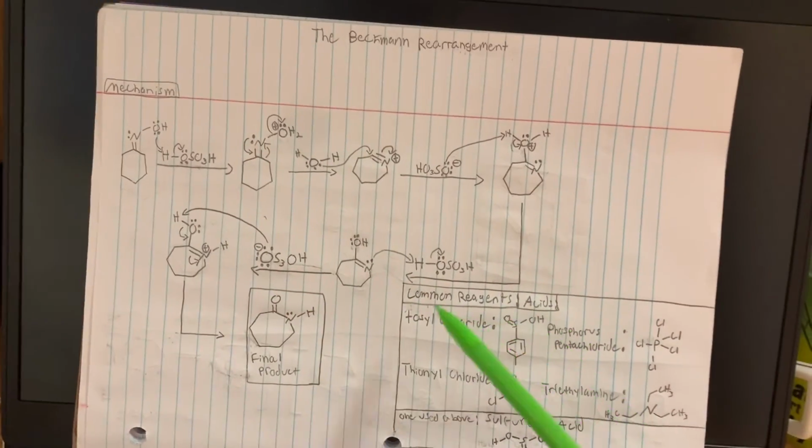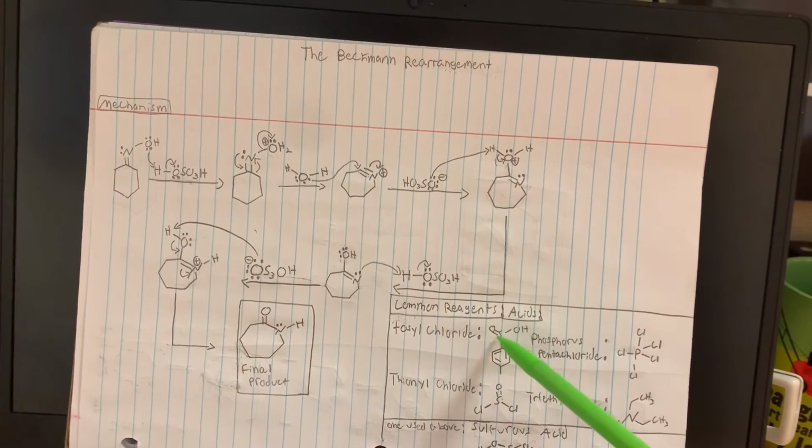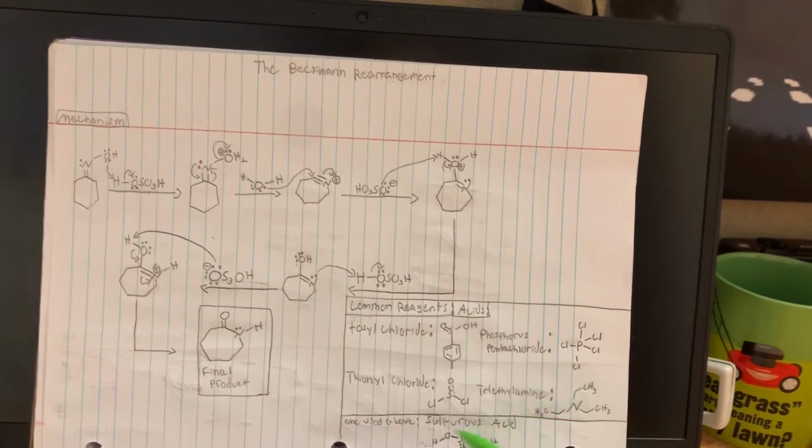And the common reagents and acids used are like tosyl chloride, right here, usually getting an ester kind of thing, or an alcohol more so. Actually no, because the carbon's not there. The thionyl chloride, phosphorus pentachloride, and triethylamine. That was the one used above.